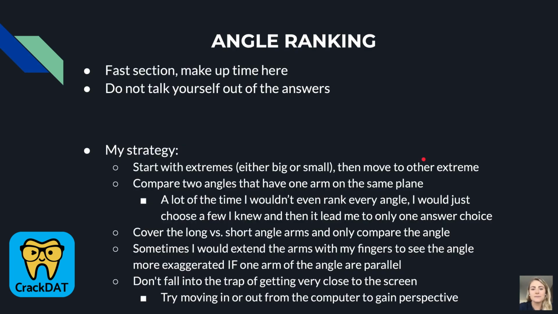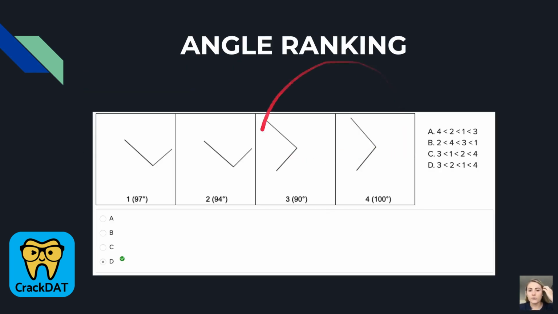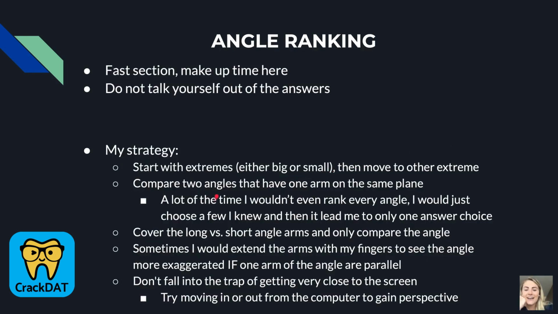I kind of started the other way, but what I would normally do is do the obvious one. This one seems less obvious to me than this one does. So I would start with the 3 and 4, which would lead me to C and D, and then I would go to 2 and 1. But that's kind of how I work through those.